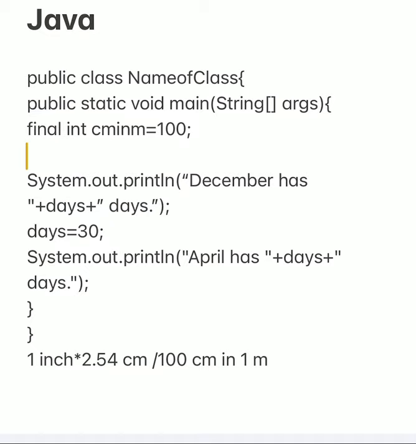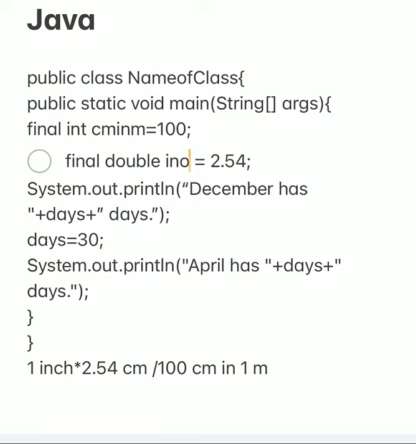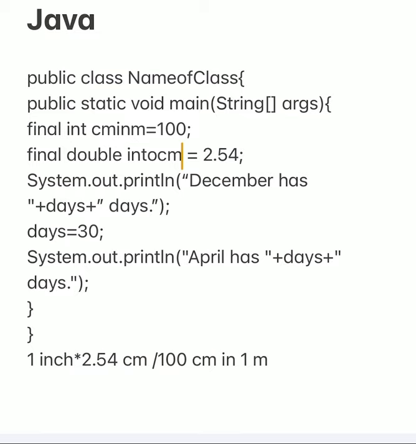And then we're going to have another constant being final double, so floating point equals 2.54, and yes, you would be correct that I forgot to name it, so it would be final double, which indicates it's a constant floating point. This would be inches to centimeters.